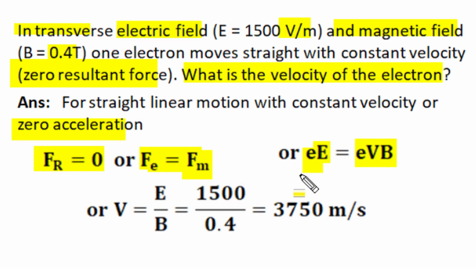Now in this relation electronic charge will get cancelled out, and the velocity of the moving particle becomes the ratio of electric field intensity and magnetic flux density. Electric field intensity is 1500 volts per meter and magnetic field flux density is 0.4 Tesla, and the ratio becomes 3750, and the unit of velocity is meter per second.